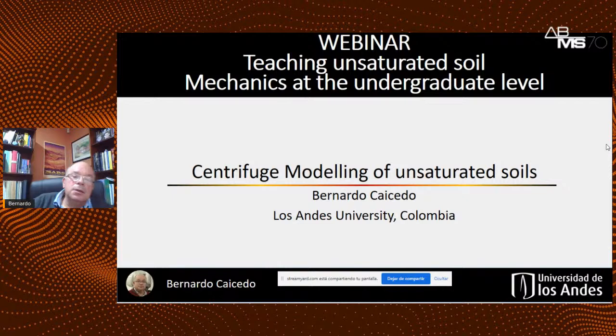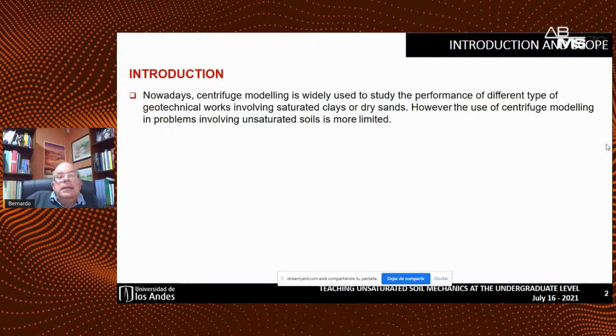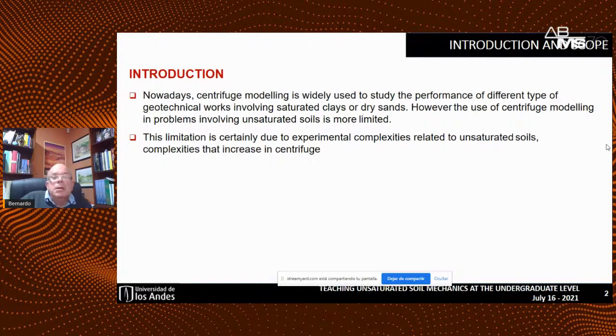First, it is clear that nowadays centrifuge modeling is widely used to study the performance of different types of geotechnical works, but mainly involving saturated clays or dry sands. The use of centrifuge modeling in problems involving unsaturated soils is scarce, is more limited. This limitation is probably related to the complexities of unsaturated soil that certainly increases in centrifuge modeling.